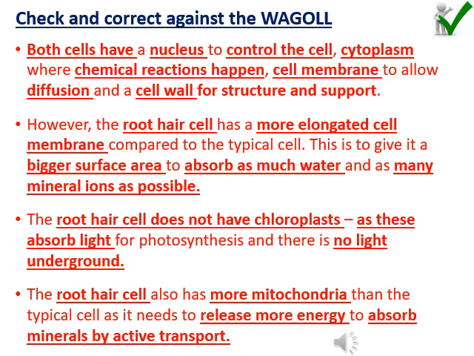So moving on to the differences, which are a little bit more complicated. I've said, however, the root hair cell has a more elongated cell membrane. If you put a longer cell membrane, or a stretched out cell membrane, that's fine too, but I've just used the highest level language there. So you may want to improve your language by highlighting it and writing elongated next to it and putting a definition for elongated there. So that's my what. I've said what this root hair cell has, which the typical plant cell doesn't.